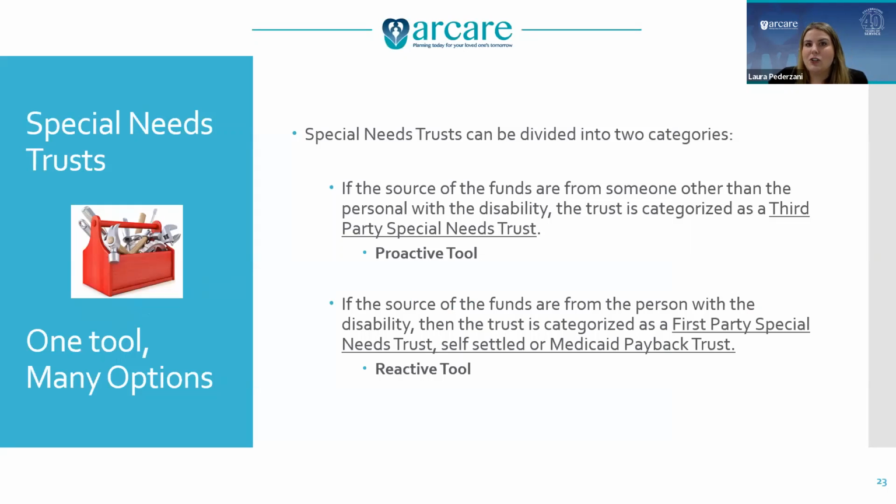A special needs trust can be divided into 2 financial tools or 2 categories. If the source of the funds for a trust is from someone other than the person with a disability, the trust is a third-party trust, and that's what we consider a proactive tool. A lot of times those third-party trusts are set up through a parent or a grandparent's estate plan. They've done that planning ahead of time. They know how it's going to be dispersed to the individual. It's a proactive tool that families use in the financial planning side.